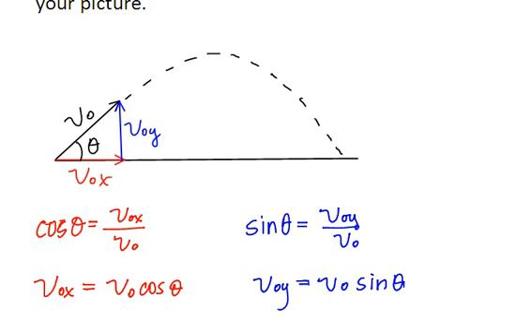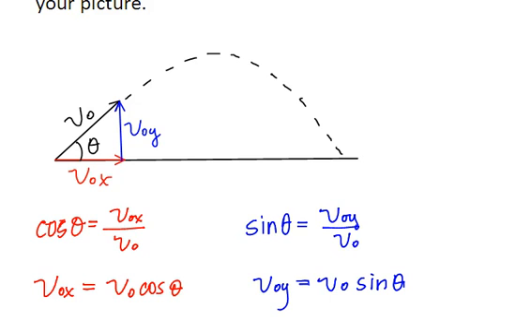And this is where you can see that if your angle is bigger, the sine of theta goes from 0 to 1 as theta goes from 0 to 90. So we get a bigger and bigger component of the velocity as the angle increases. And the opposite happens for the x direction. You get a smaller and smaller component.